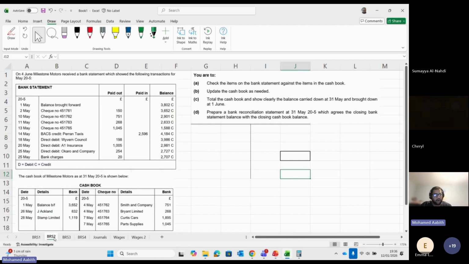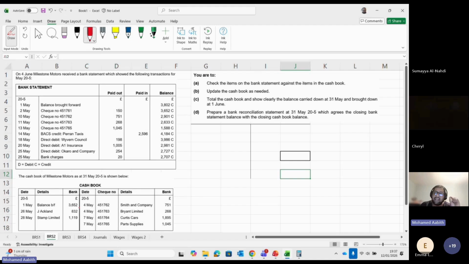In this scenario, straight away, somebody threw a wrench in my works. I have two different opening balances. If you notice, this opening balance is £3,802. In this scenario, it's £3,652. How in the world is that even possible? It is certainly possible. Let's see the reasons behind it.